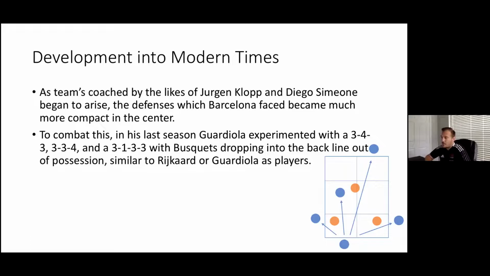And Busquets would play in a role that was similar to that Rijkaard picture I showed you of Cruyff's 80s Ajax. He would play almost like a center back without the ball, and then with the ball, he would jump into the midfield to create that 4 in midfield and spread everyone high and wide to be able to play against these teams of the modern day.